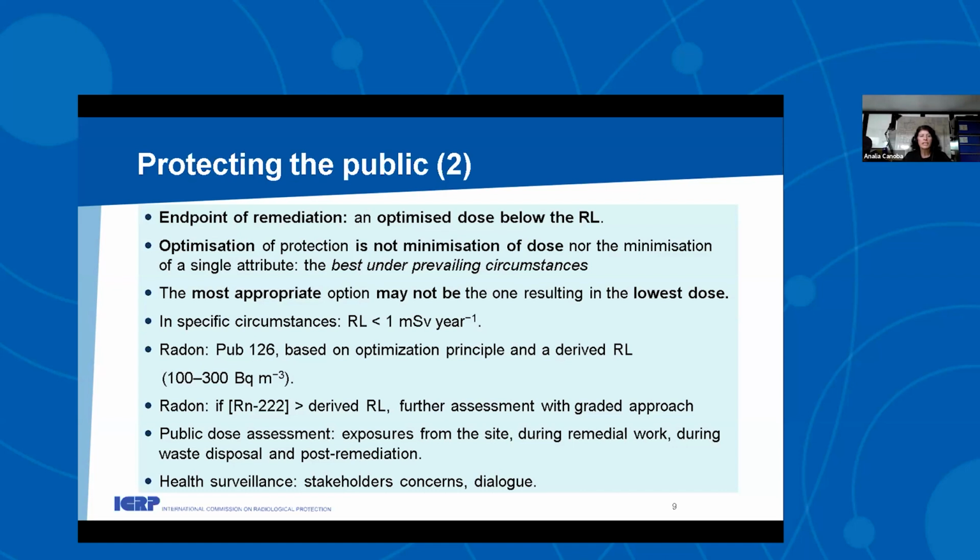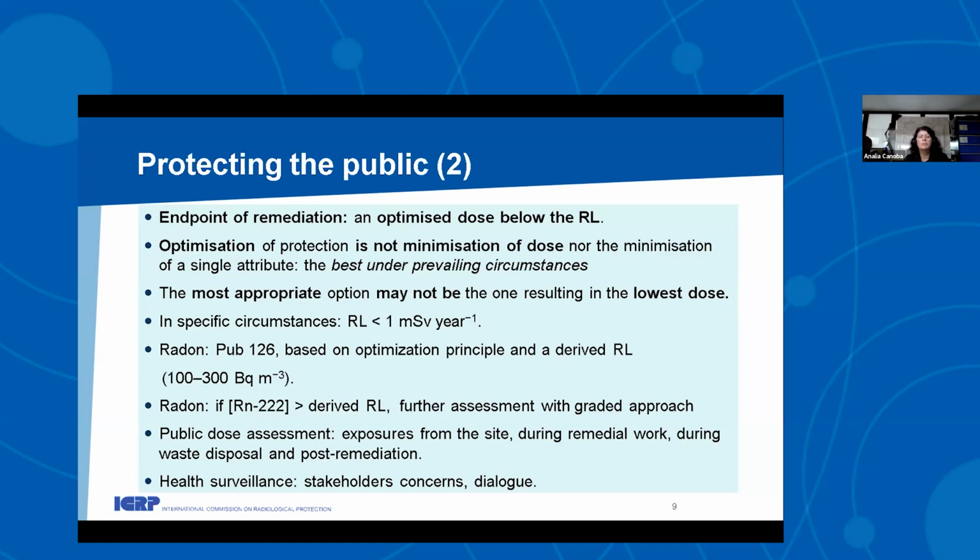Radon management is in accordance with publication 126, based on optimization of protection and applying, as you know, a derived reference level of 100 to 300 becquerel per cubic meter. And if radon concentration is found above the reference level, further assessment has to be followed, applying the graded approach as described in publication 126.